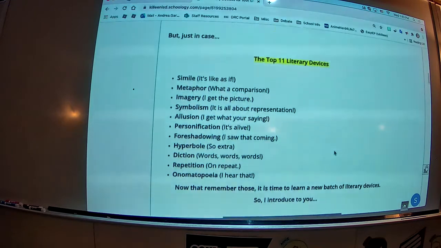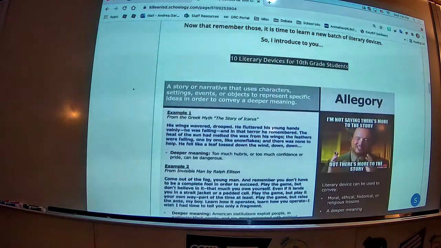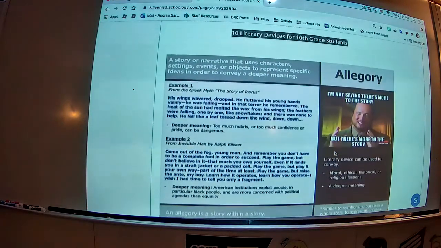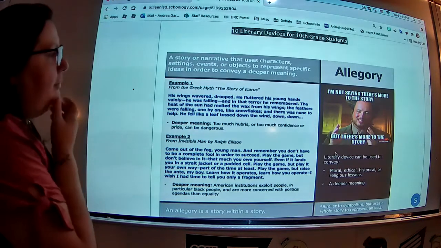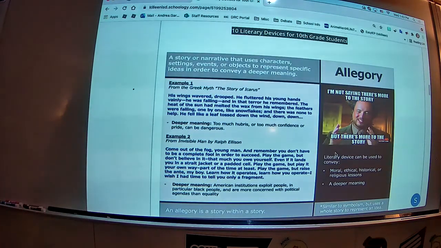So that's 11 literary devices you guys should have some sort of an idea of, because you should have learned about them in freshman year. Today, I'm gonna teach you 10 new ones that are kind of like the grown-up versions of some of those other ones. It's not gonna be the most riveting, but I'm gonna give you a brief overview, and then you guys will get used to them as we go on through the year because we'll talk about it, okay?